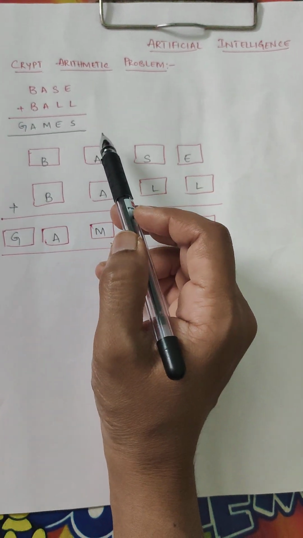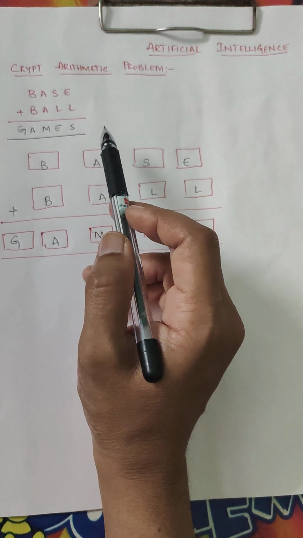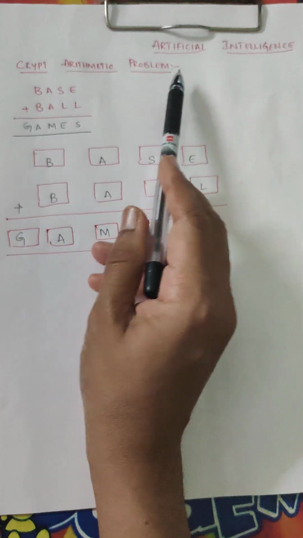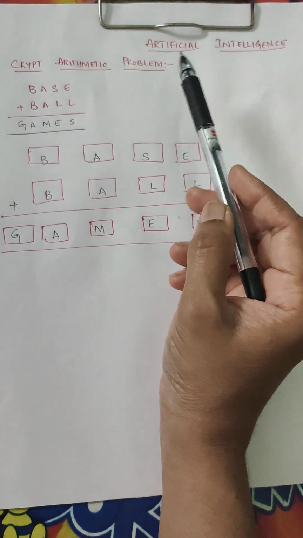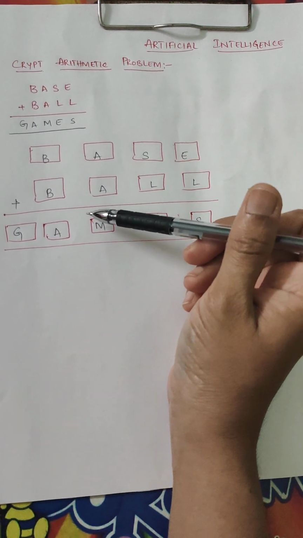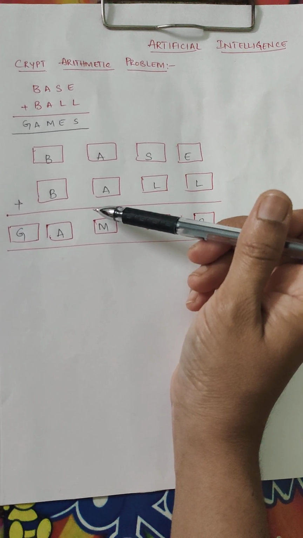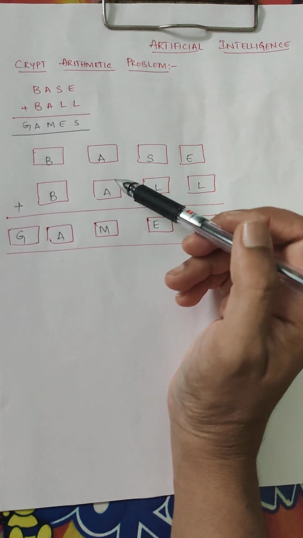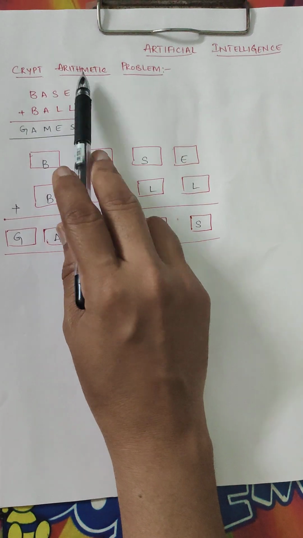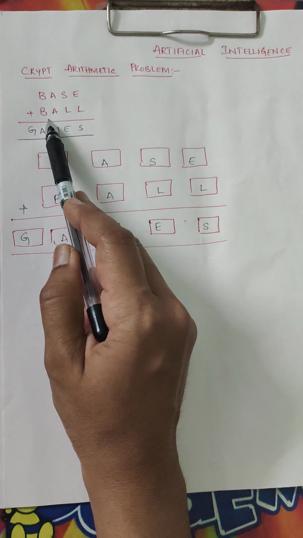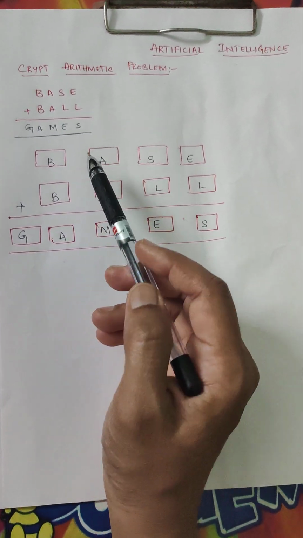Good morning everyone. So here we are going to solve the problem of CryptArithmetic in AI. This is one of the problems of constraint strategies. Okay, constraint strategies problem it is, and the problem name is CryptArithmetic Problem. The given question is BASE plus BALL is equal to GAMES.